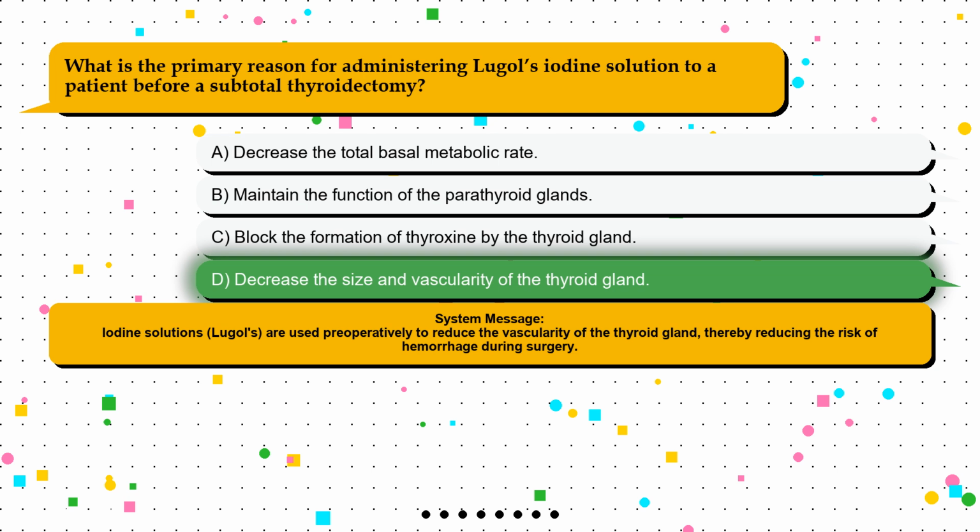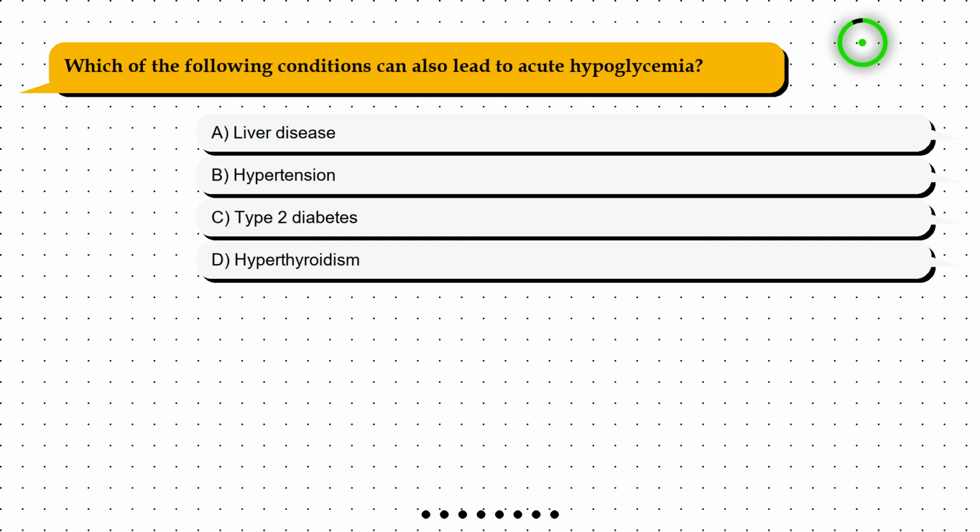during surgery. Question 2. Which of the following conditions can also lead to acute hypoglycemia? Option A. Liver disease. Option B. Hypertension. Option C. Type 2 diabetes. Option D. Hyperthyroidism.